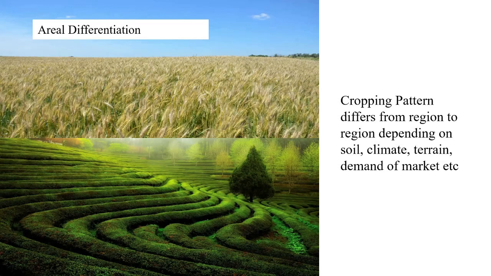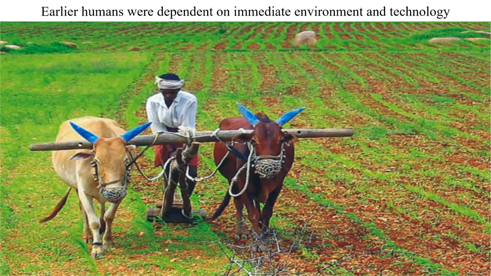टेरेन और सॉइल ये दोनों ऐसे रीजन हैं जिसकी वजह से प्लेन में व्हीट और हिली रीजन्स में टी उगाई जाती है. The geographical phenomena, both physical and human, are not static but highly dynamic.